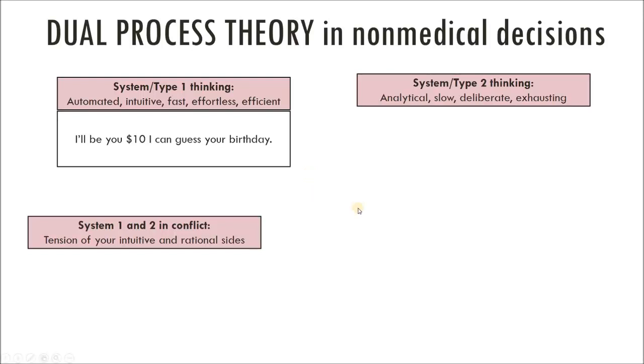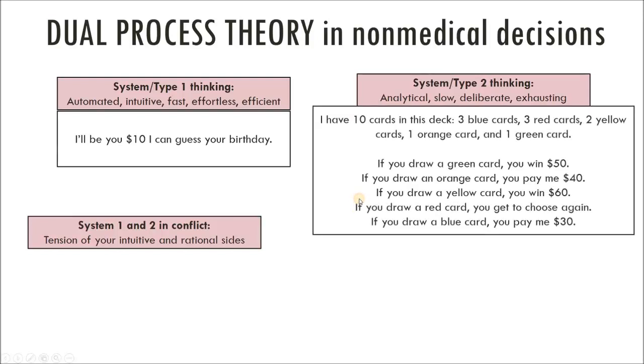System two, though, would be required to think about a more complicated gambling game. So let's say I came up to you on the street and said, hey, I want to play a gambling game with you. I have 10 cards in the deck. 3 are blue, 3 are red, 2 are yellow, 1 is orange, 1 is green. And if you draw a green card, you win $50. But if you draw an orange card, you pay me $40. And if you draw a yellow card, you win $60. That game gets really complicated. And even if you wanted to sit down with the rule book of this game, you'd have to do a lot of math and really think hard about whether or not this was a game worth playing, whether or not I'm trying to screw you, or you actually might win a fair bit of money playing this game with me.